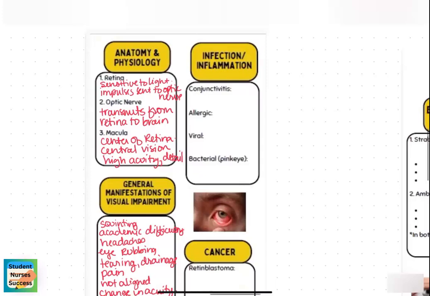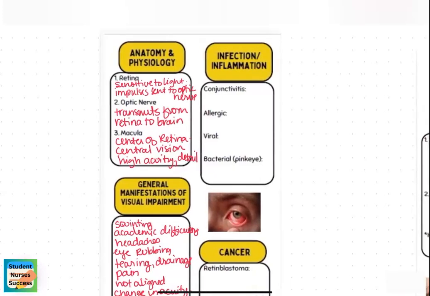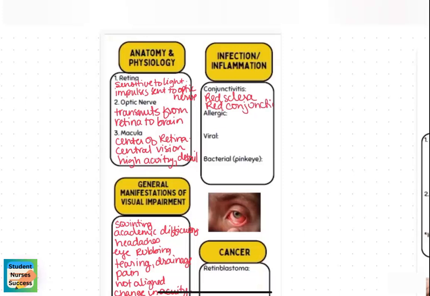Now let's start talking about our disorders. And the first one we'll talk about is infection or inflammation, commonly called conjunctivitis. This is not uncommon to see. It usually presents with maybe red sclera, maybe red conjunctiva, or some type of drainage. You see on this picture here, that's a good look at the lower conjunctiva being reddened and the sclera being reddened from some type of conjunctivitis.